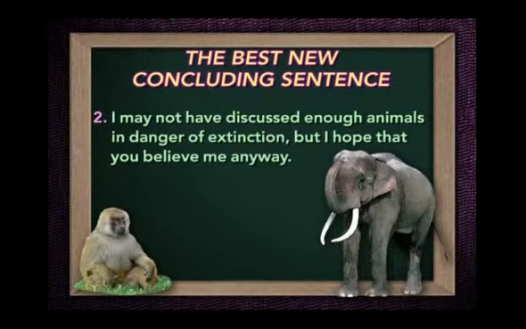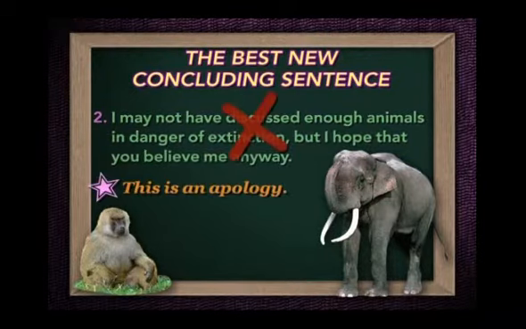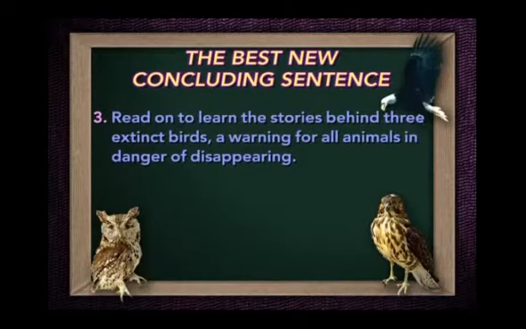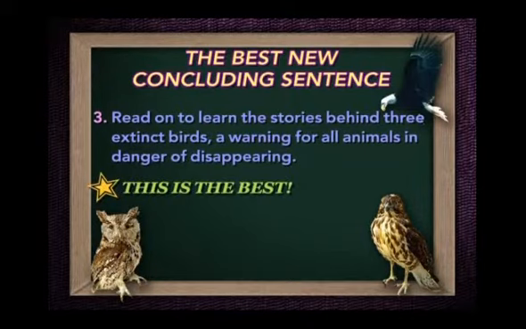Number 2, I may not have discussed enough animals in danger of extinction, but I hope that you believe me anyway. Well, this is an apology. You don't want to apologize for what you've done because that makes your reader think that you really haven't accomplished very much in your paragraph. Number 3, read on to learn the stories behind 3 extinct birds, a warning for all animals in danger of disappearing. This is the best answer because it sums up the main idea and it makes us want to read on to the next paragraph.